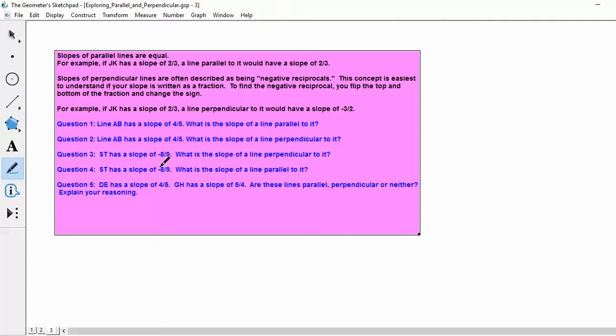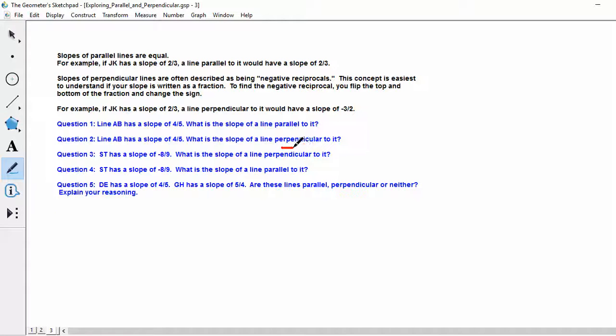So when you do this page, you're going to be answering some questions. If it's perpendicular, you flip the fraction and take the opposite sign.